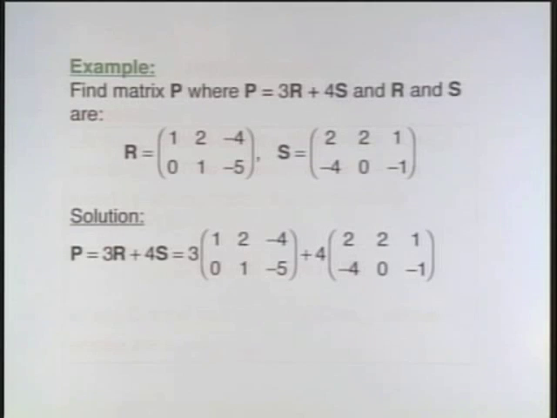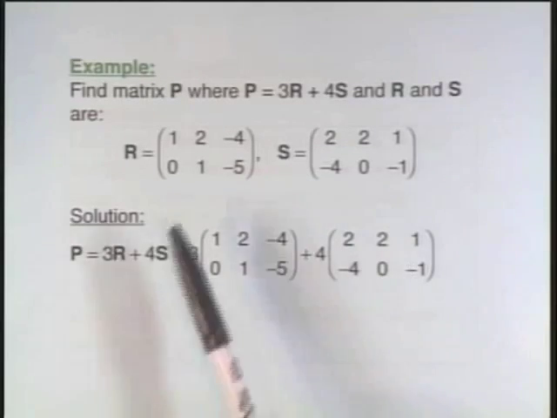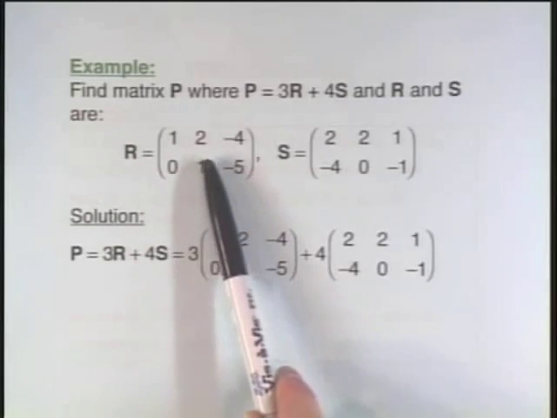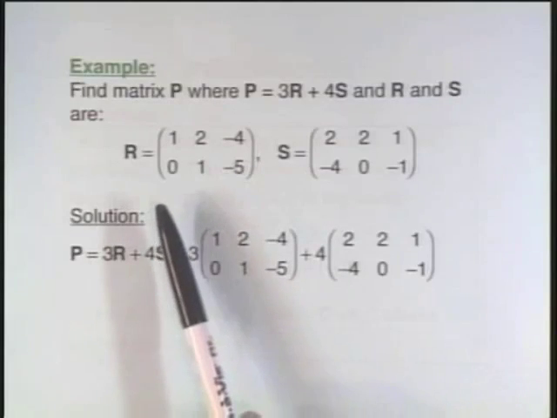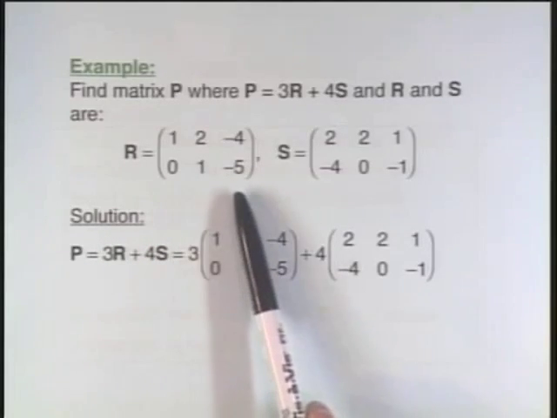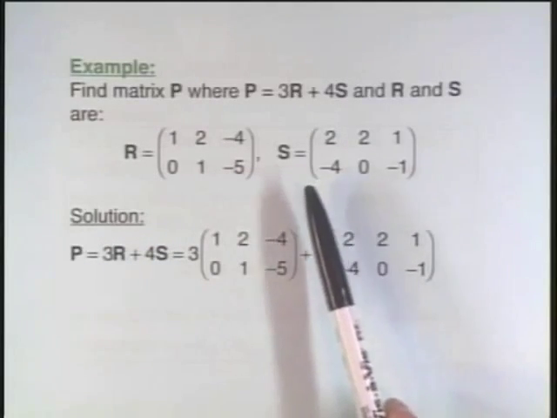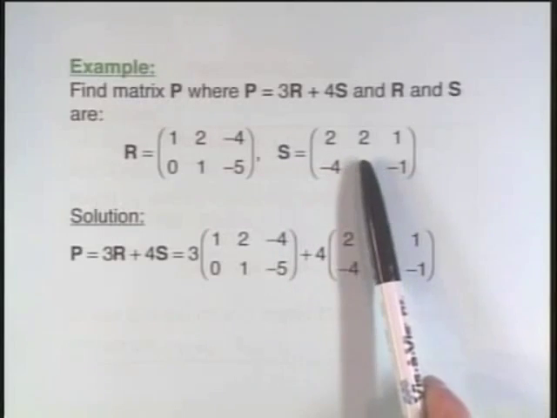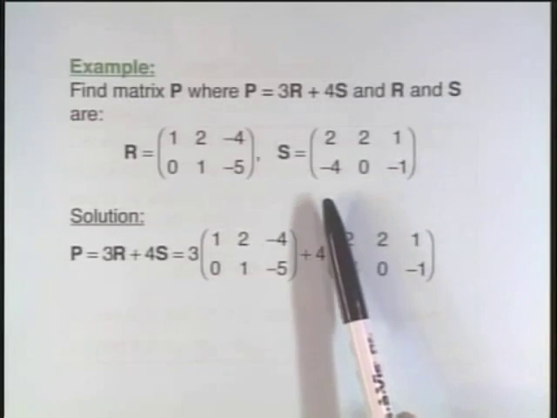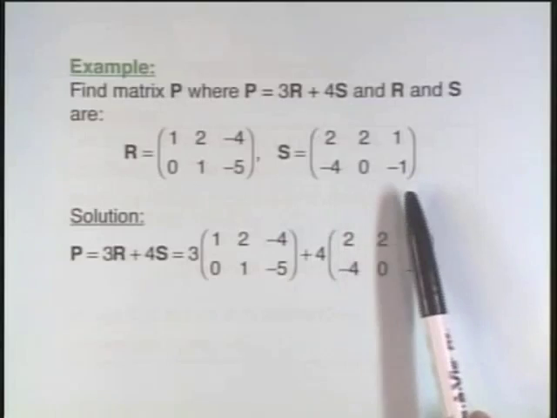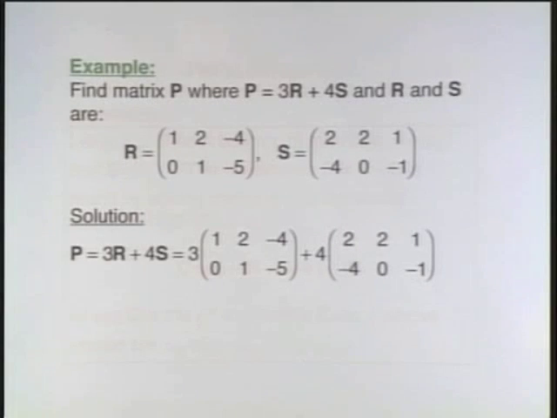Example. Find matrix P, where P is equal to 3 times R plus 4 times S, and R and S are 2 by 3 matrices with R equal to, in row 1, 1, 2, negative 4, and in row 2, 0, 1, negative 5. S is equal to 2, 2, 1 in row 1, and negative 4, 0, negative 1 in row 2.